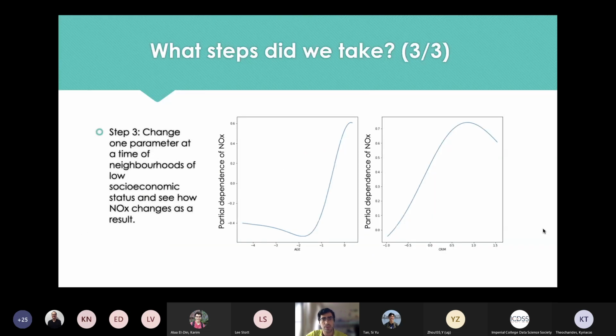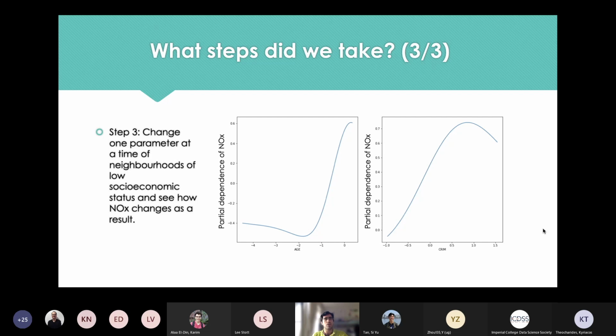Next slide, please. So after that, what we then did was we wanted to determine what the marginal effect of changing one parameter would have on the entire predictions of NOx. And we focused this analysis on the parameters that weren't actually geographically constrained, which were actually socioeconomic ones, and this includes age and crime.